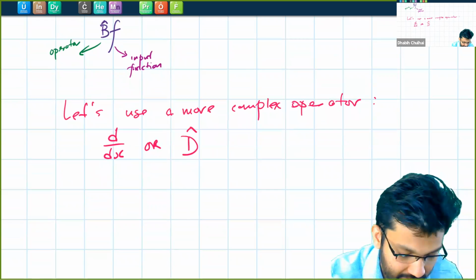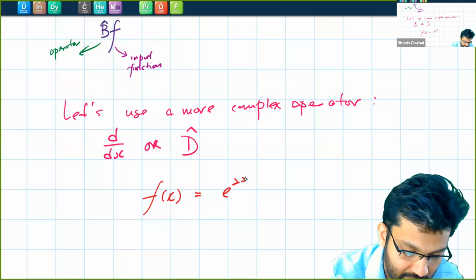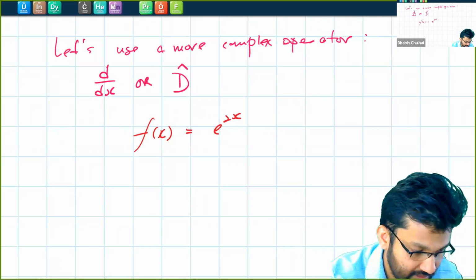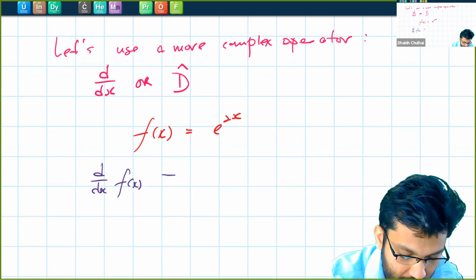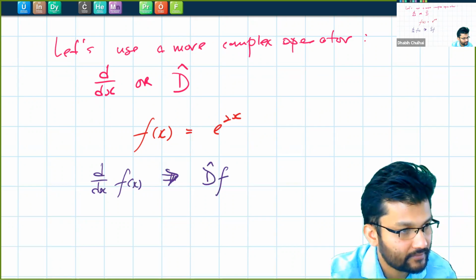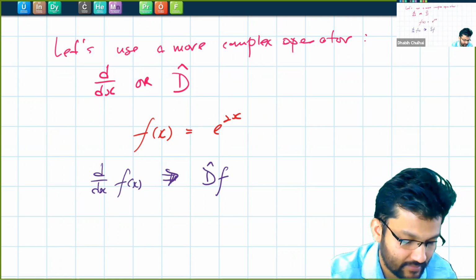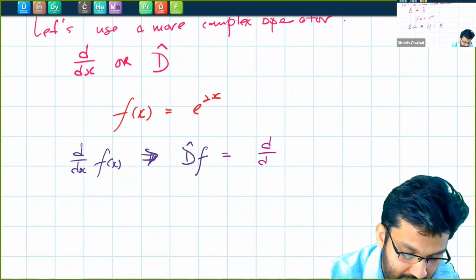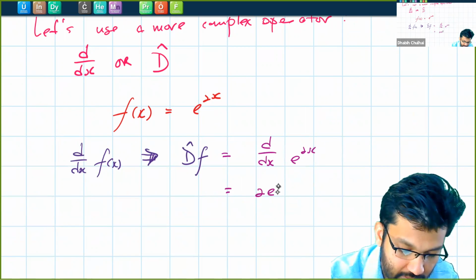So let's say we have some function f of x equal to, I don't know, e to the 2x, something that we can differentiate easily, right? If you want the differential of this function, d/dx of f of x, you can rewrite this instead as just Df. Do we see how that works? And if you're going to solve this, it's just d/dx of e to the 2x, which is equal to 2e to the 2x.